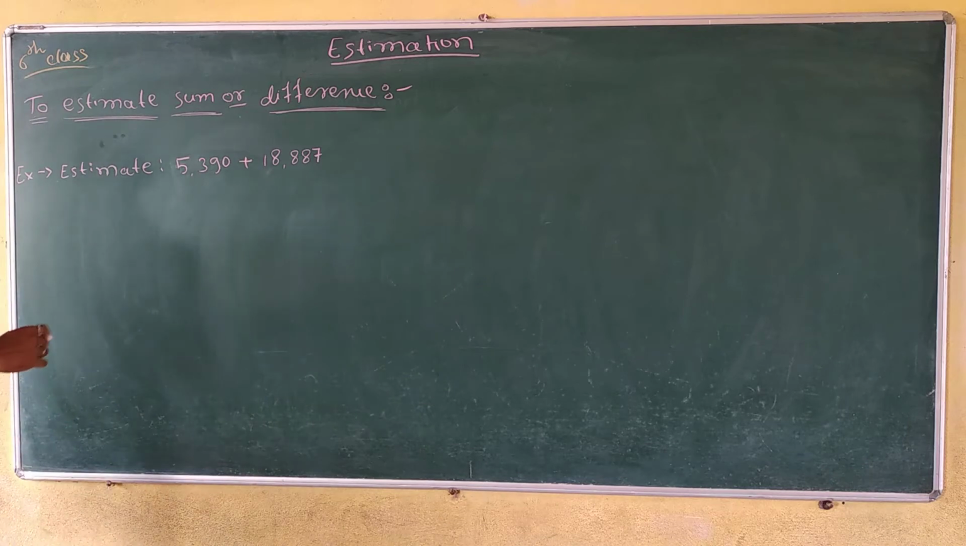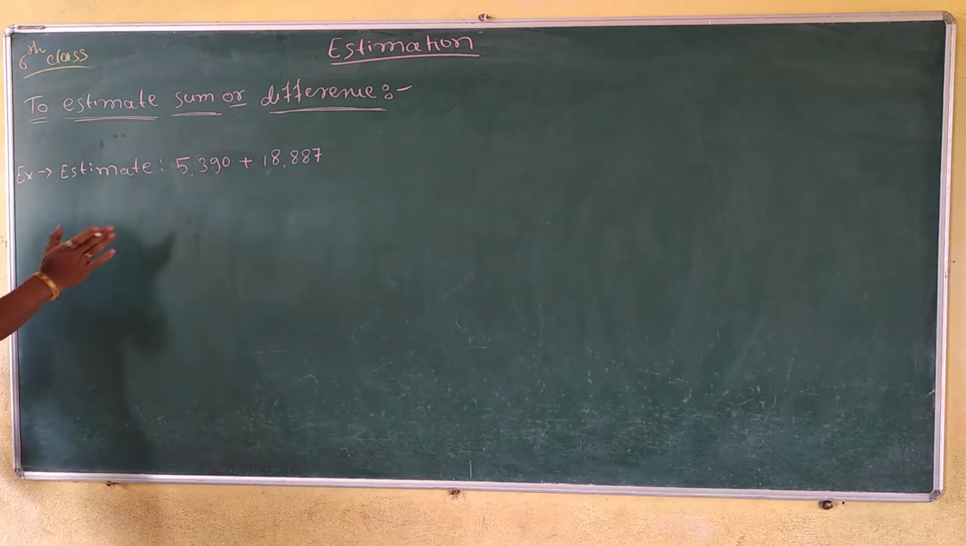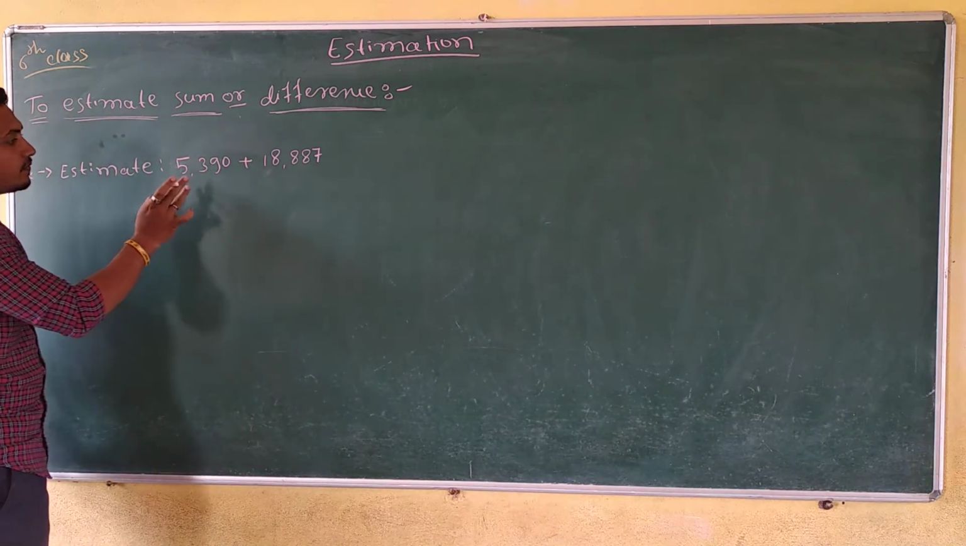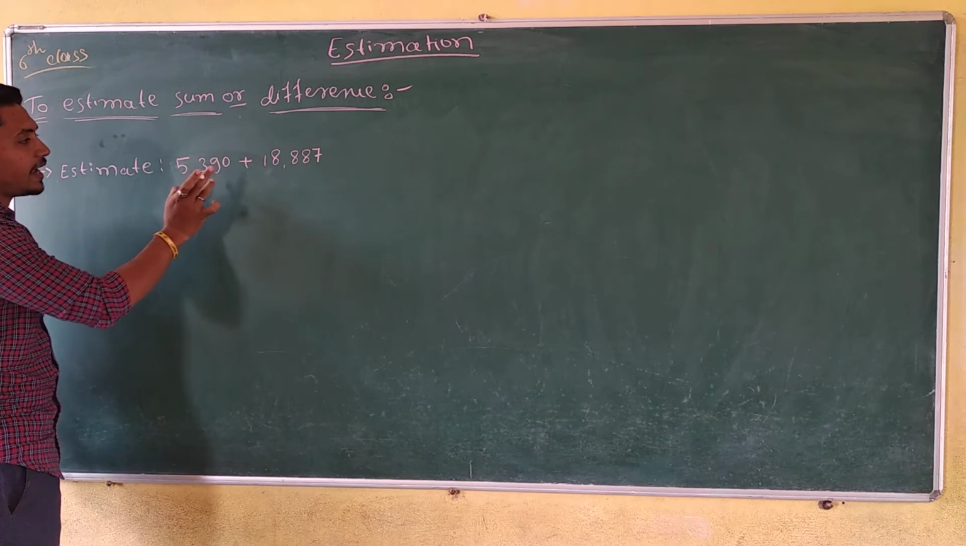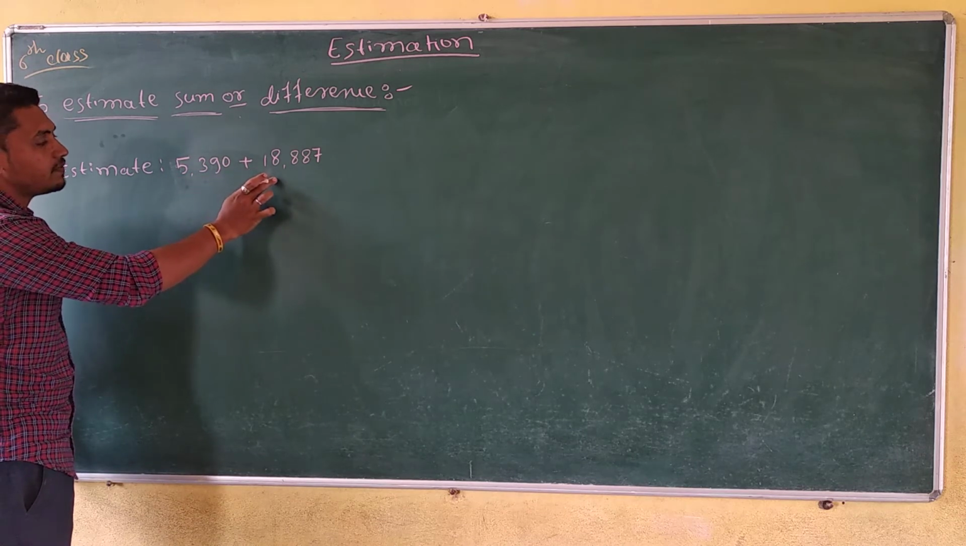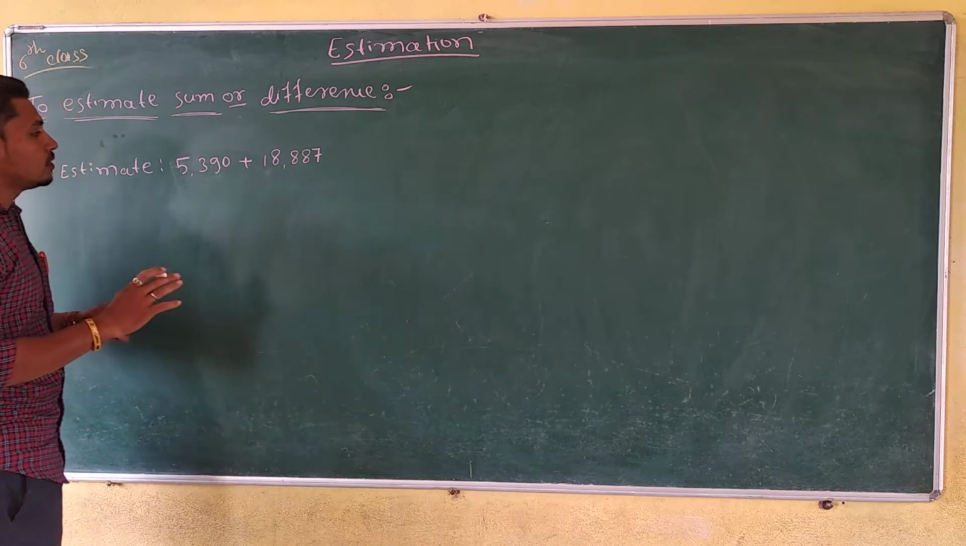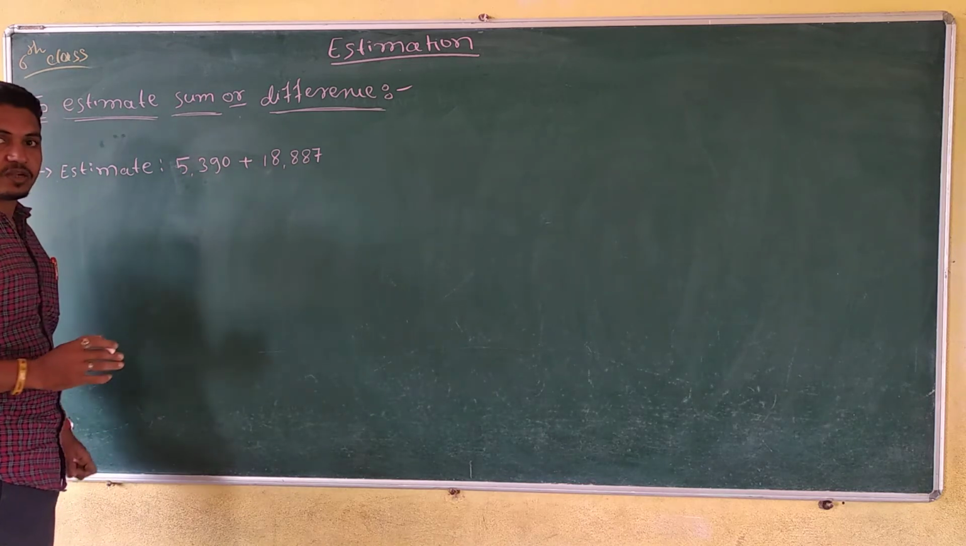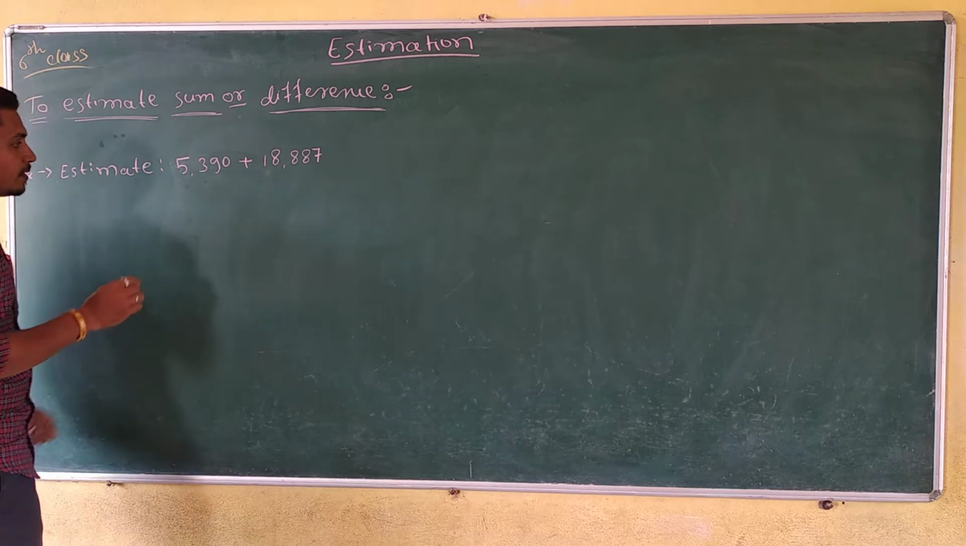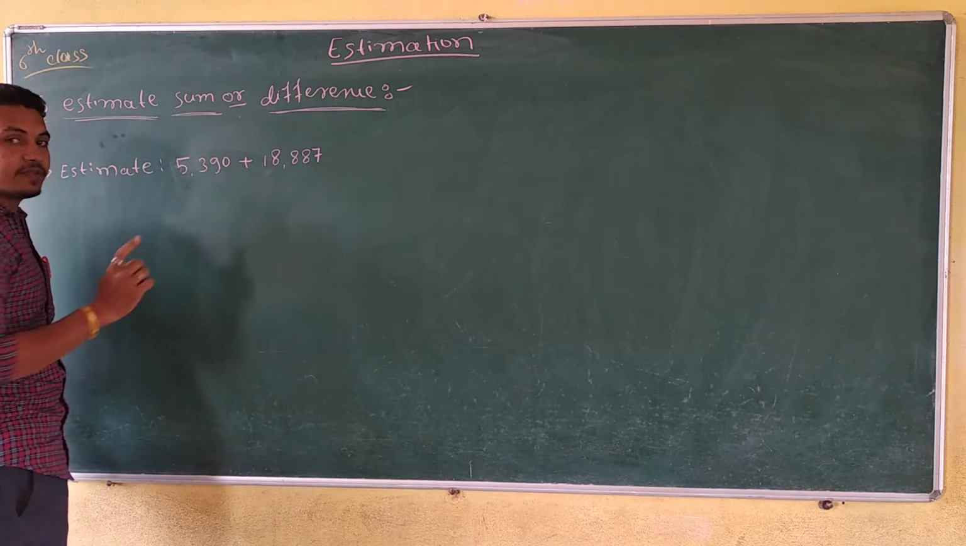See here, this is one example. Estimate 5390 plus 18887. Now we have to find their estimate, the sum estimate. So first we have to add these numbers.